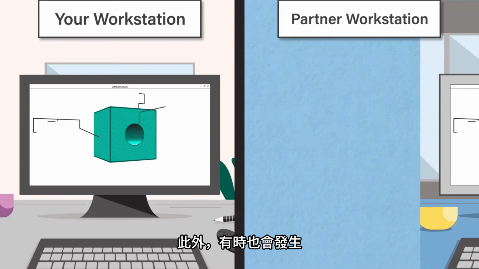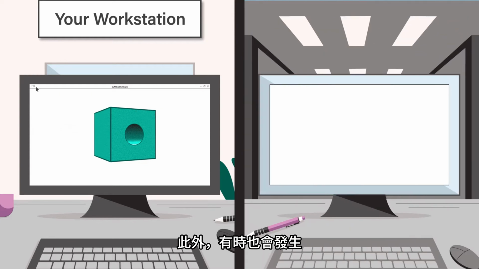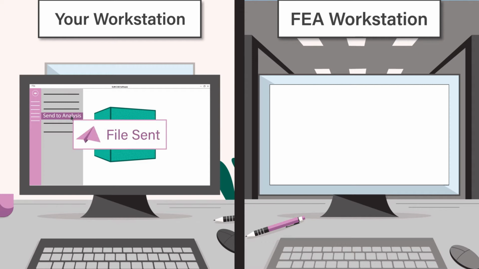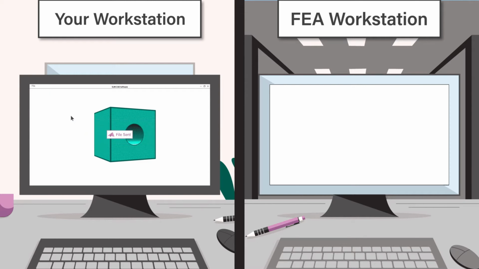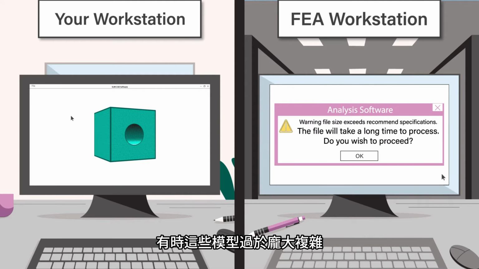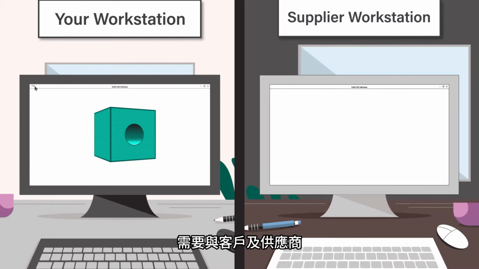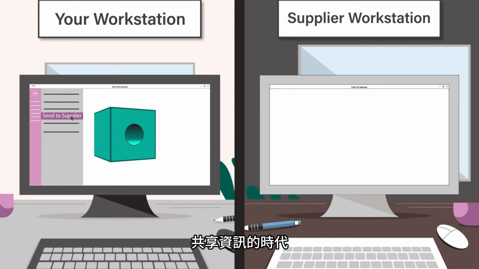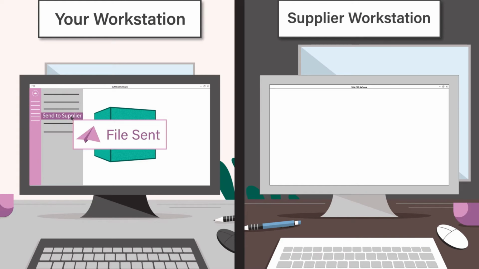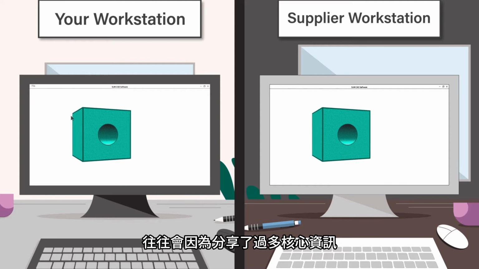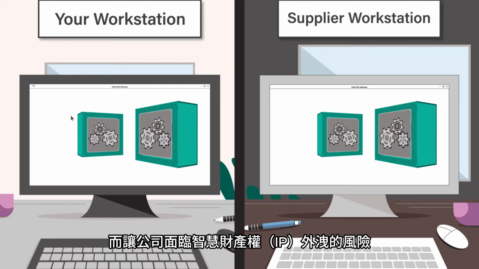Then there are instances where too much information is sent, like when sending models to FEA. Sometimes these models are too large to be processed quickly and accurately. We live in a world that requires us to share information with our customers and suppliers. Sending CAD models often open companies to intellectual property theft by sharing too much information.